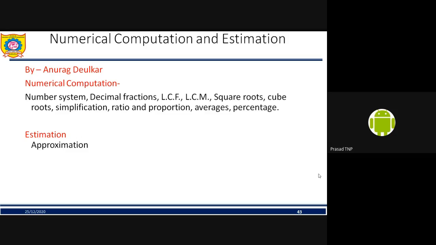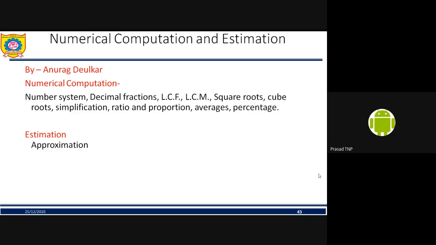Then what is estimation? Estimation means approximation. If you go with the proper calculation, you will take more time. So under estimation, you should not go with the exact calculations, the exact answer. We have to approximate the answer, and quickly we have to solve the questions. Then only we can get the answer of the question.